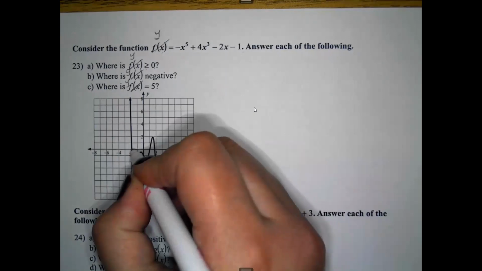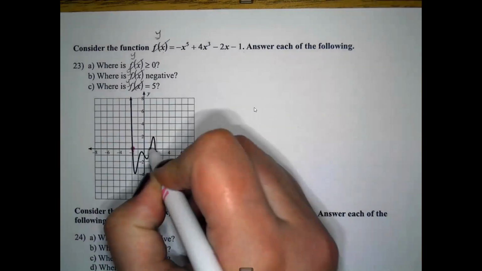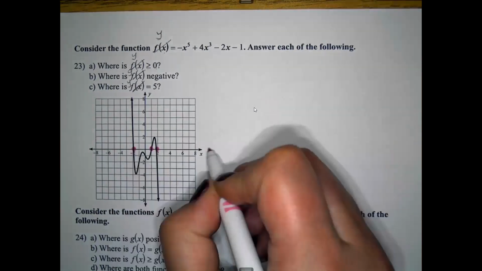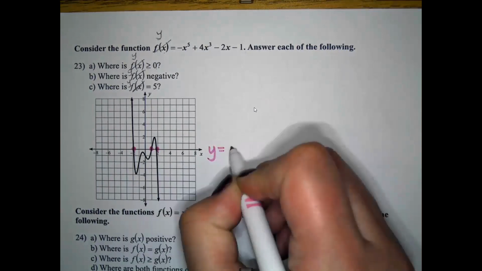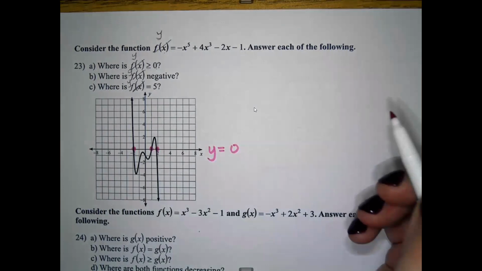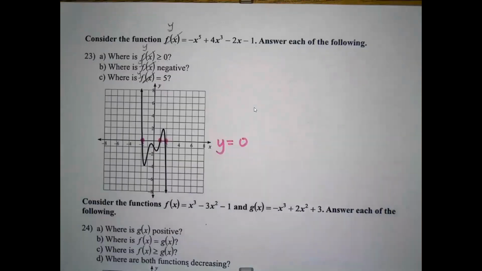So use one of your colors. We're going to have 1, 2, 3 of them. These are the places where y equals 0. The x-intercepts are the places where y equals 0. So let's go ahead and graph this on Desmos. We want to see where those places are for this particular graph.